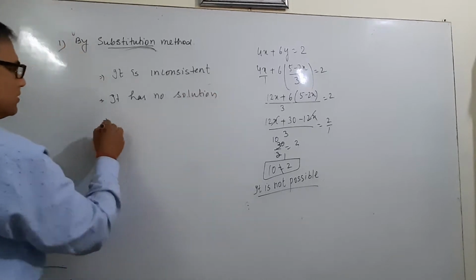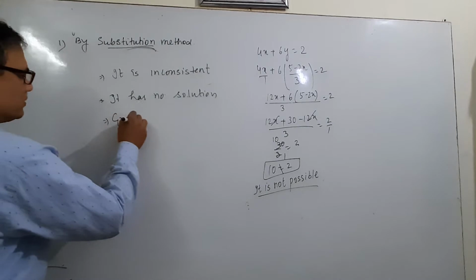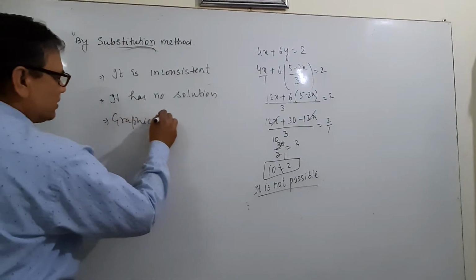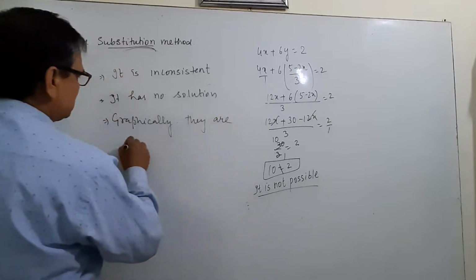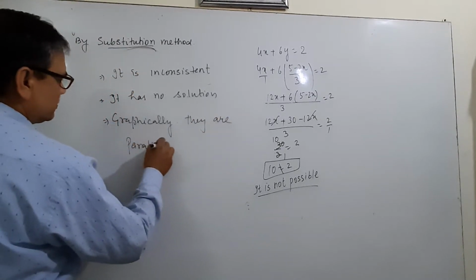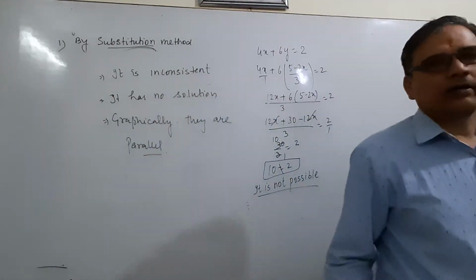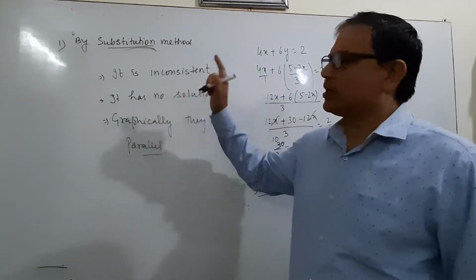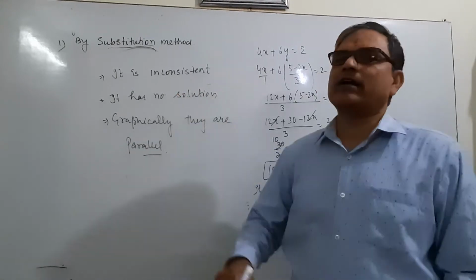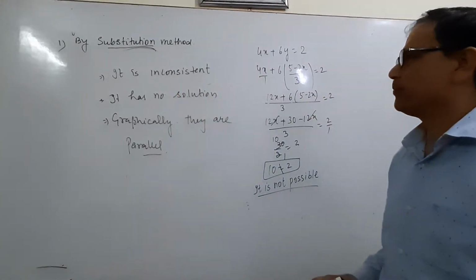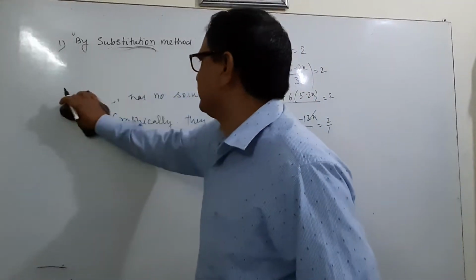Or graphically, what does it indicate? They are parallel. If LHS is not equal to RHS, then it is inconsistent. It has no solution, and graphically the lines are parallel to each other. Is it clear? Now move to the third condition.